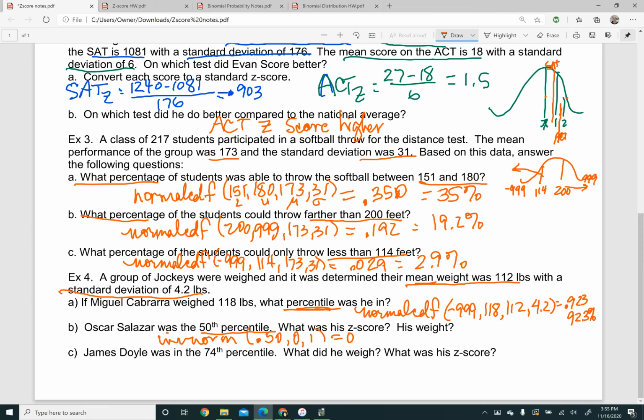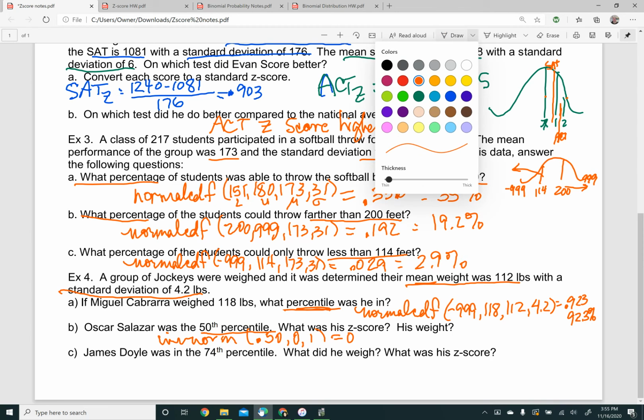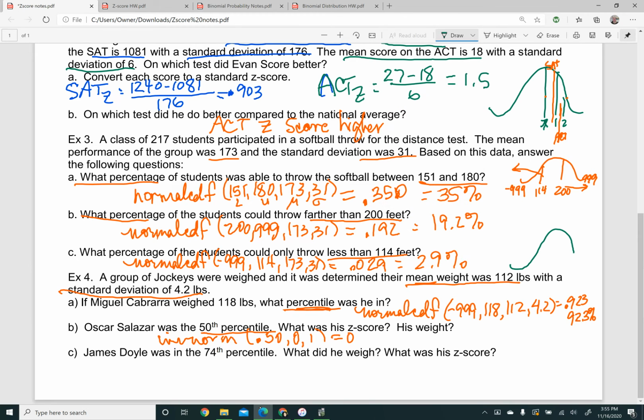Here's my normal curve. Here's my mean, and it is 0, and this is 1, and this is 2, and this is negative 1, and this is negative 2. Is 50% of my data down here and 50% up here? Well, yes, it is. 50% is at 0. That is my z-score here.